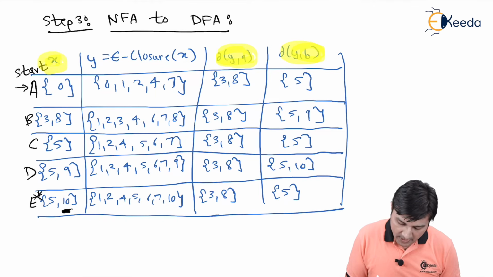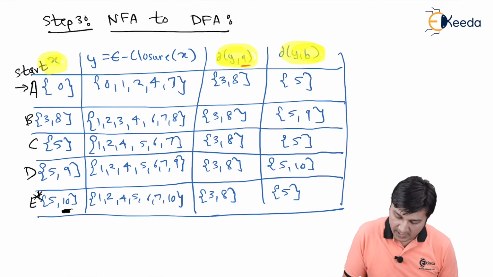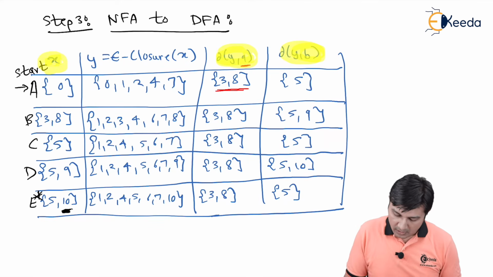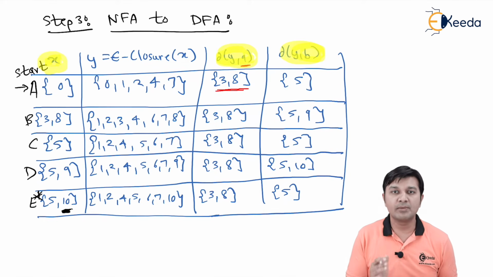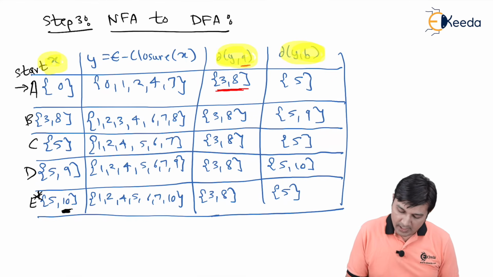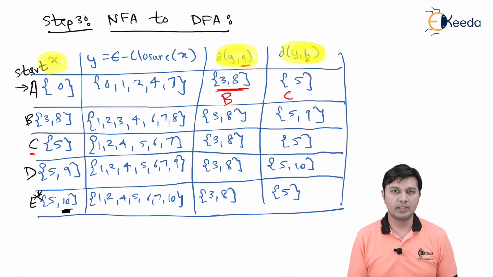So if I observe, my A on receiving an input symbol small a is going to state 3 comma 8. If you search for 3 comma 8 in the X column, we have already given the name to that state as B. So A on receiving an input symbol a goes to B. Similarly, my A, that is 0, on receiving input symbol b goes to 5, and that is nothing but state C. So I write C over here.